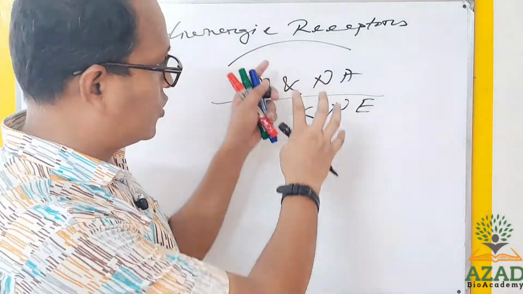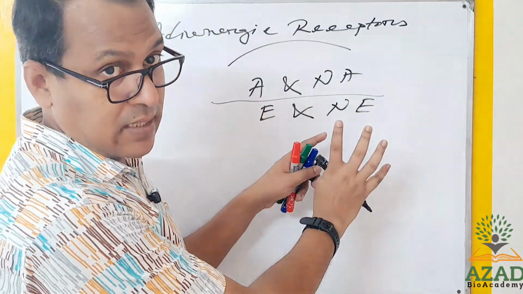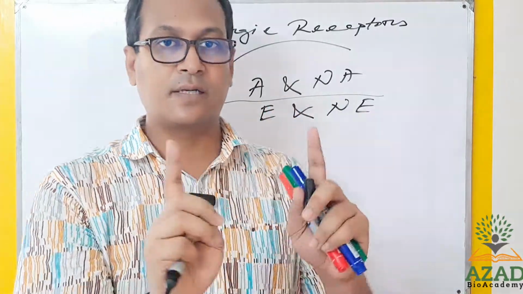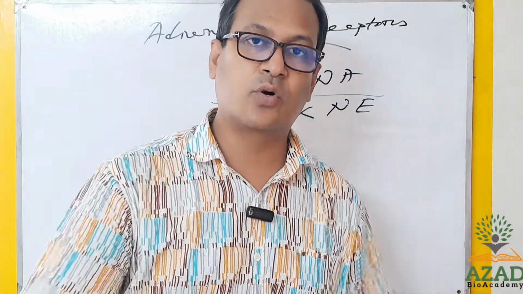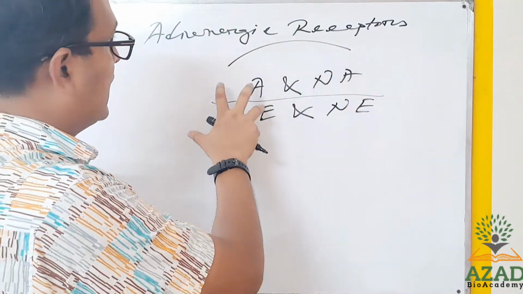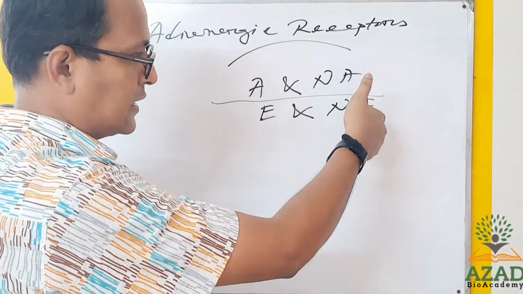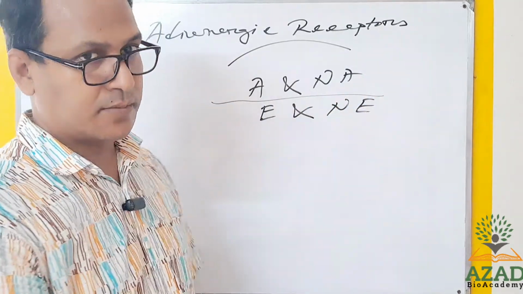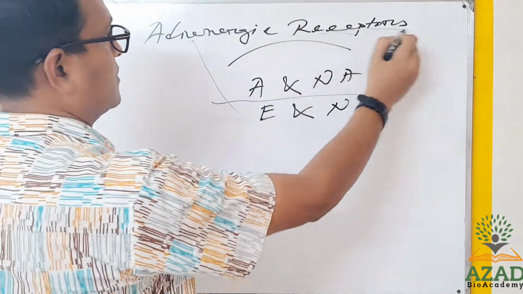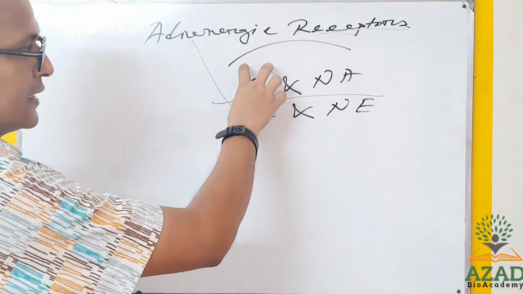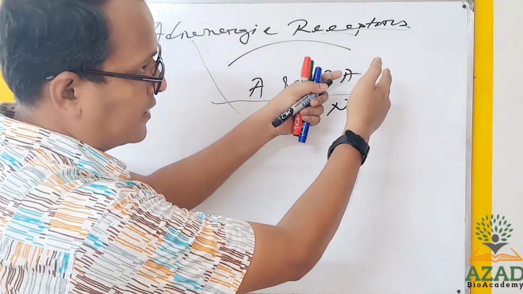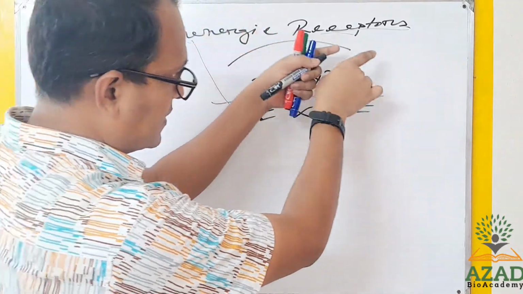That means they come from the specific nerve, the sympathetic nerve, and activate a particular receptor, then show their activity. So these are the adrenergic neurotransmitters, and they work on a particular receptor. Those receptors are called adrenergic receptors. So from adrenaline, noradrenaline, we get adrenergic neurotransmitter, then adrenergic receptor.